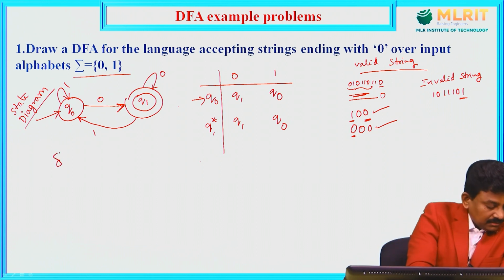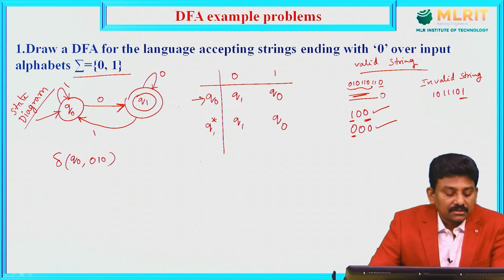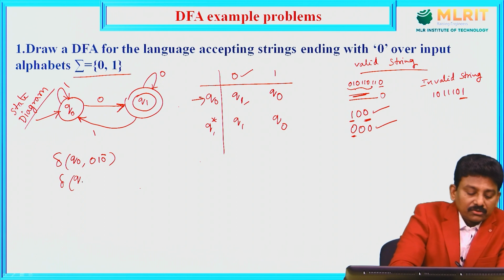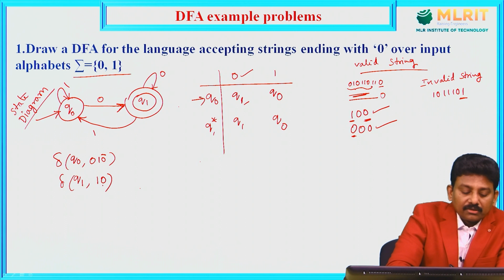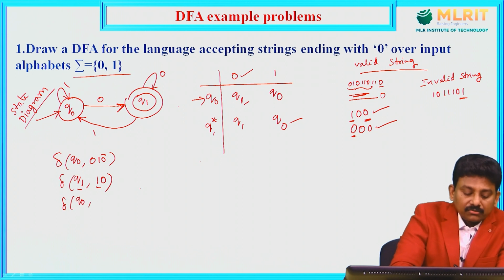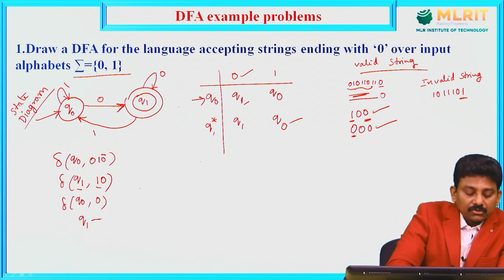Take a sample example. Initial state is Q0, and 010 is the string, a valid string. That means the string ends with 0, 0 is the last symbol. Q0 on 0 going to Q1, remaining input is 10. Next, Q1 on 1 going to Q0, remaining input is 0. Next, Q0 on 0 going to Q1. So Q1 is the final state.